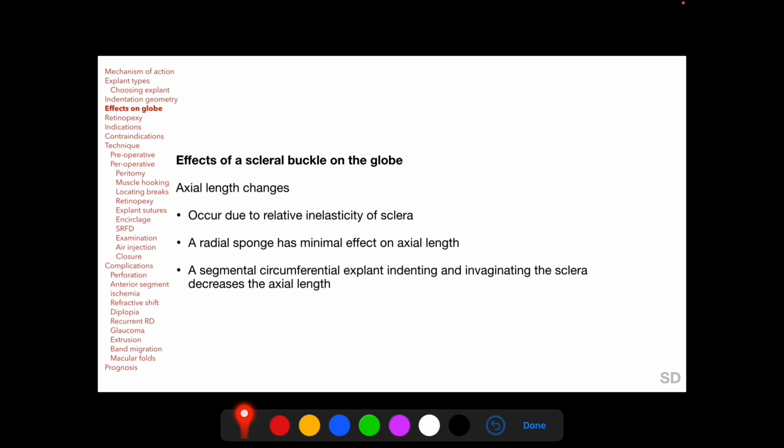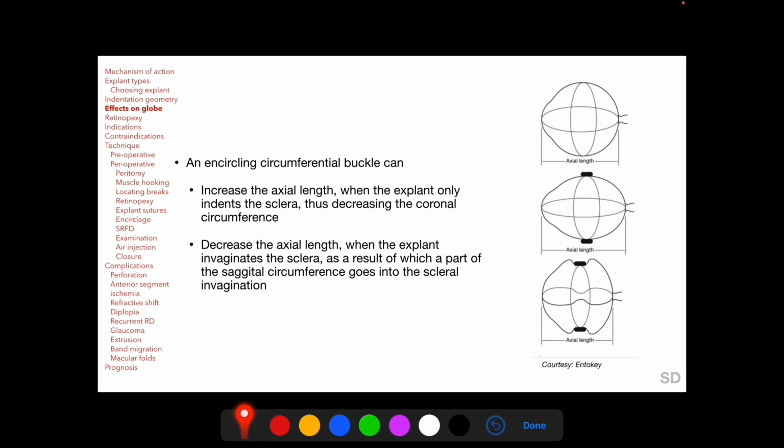Scleral buckling can have several effects on the globe, such as changes in axial length due to relative inelasticity of the sclera. A radial sponge has minimal effect on axial length, whereas a segmental circumferential explant, by indenting and invaginating the sclera, decreases the axial length of the globe. An encircling circumferential buckle can either increase the axial length when the explant only indents the sclera, thereby decreasing the coronal circumference, which leads to an increase in the axial length, or can decrease the axial length when the explant invaginates the sclera, as a result of which a part of the sagittal circumference of the globe goes into the scleral invagination.